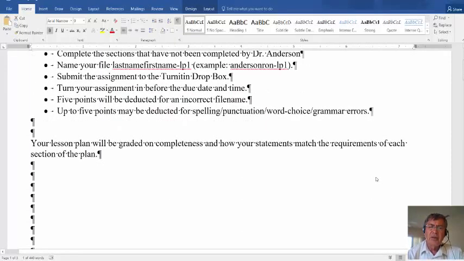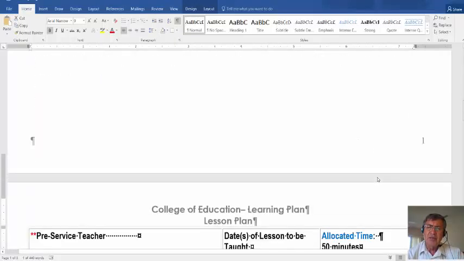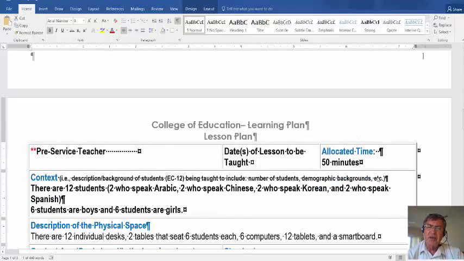Okay, your lesson plan will be graded on its completeness and how your statements match the requirements of each section of the plan. I wanted to have the plan a little bit closer here, but I guess the plan itself has to be on a different page. So here we go. Pay special attention to the sections where you see the 2 red stars. Those are the things that you need to fill in. If it doesn't have the 2 red stars, then don't worry about it.